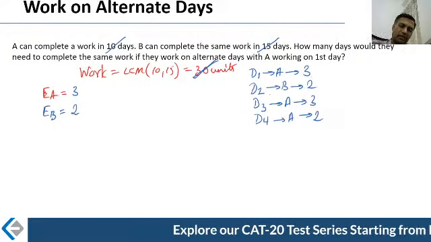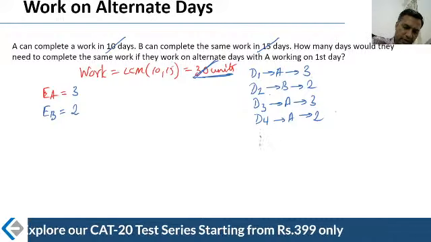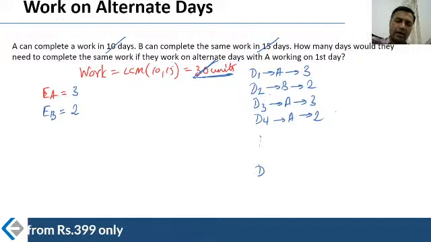I can write out the entire 30, because 30 is a small number to illustrate the point. Can I do the whole of this? Of course you can. Likewise, you can keep doing it. Then you will understand that towards the end, the work gets completed.